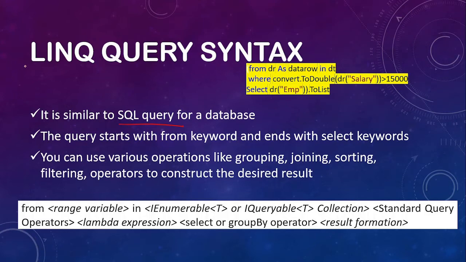The first part is your range variable. The second part is your data source. The third one is your condition, and the fourth is what you want.